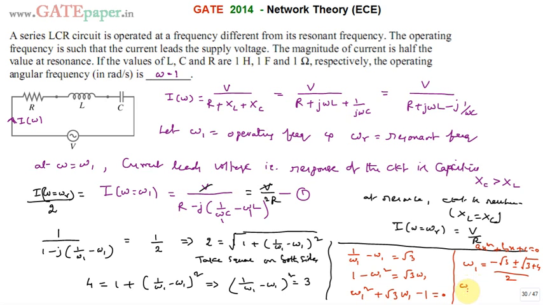So omega 1 is minus root 3, and you have to take only the positive sign, since omega 1 cannot be negative. Positive is root 3 plus root 7 divided by 2. So finally you are going to get omega 1 equal to 0.457 radians per second. So the right answer for this question is omega equal to 0.457 radians per second. Thank you.